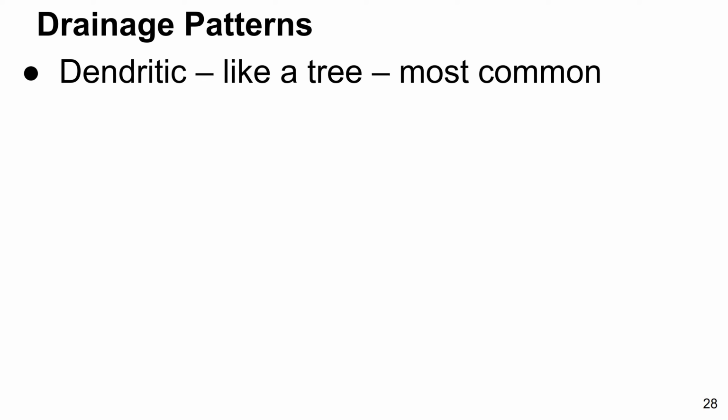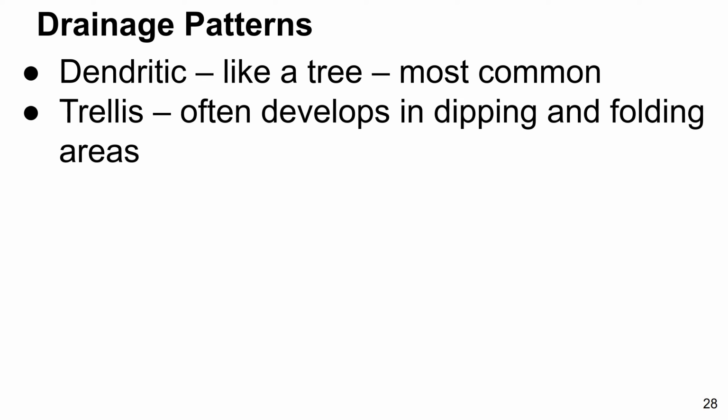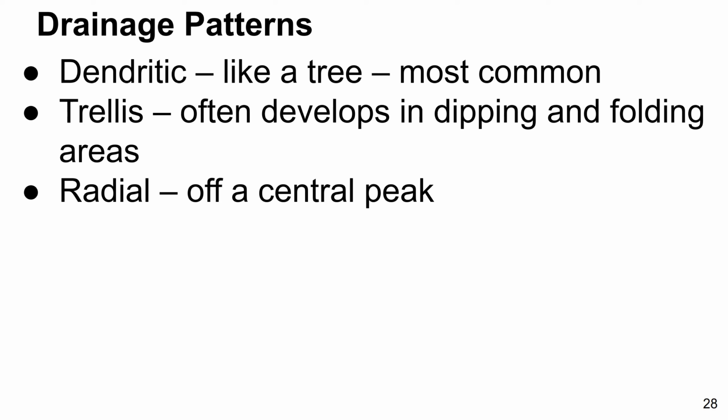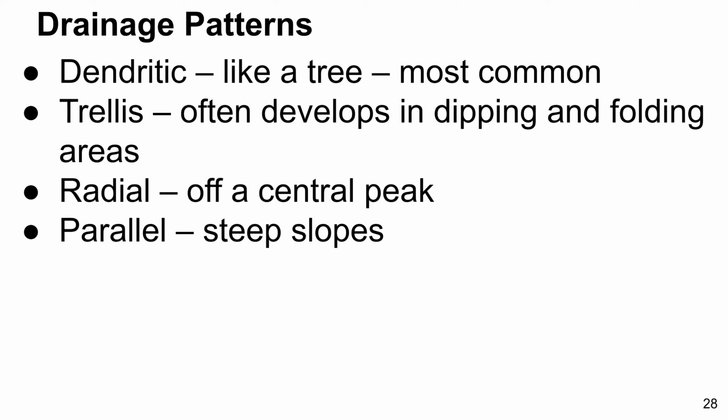Gorgeous. So dendritic, tree-like, it's the most common. Trellis drainage associated with folding. So tectonic compression, where convergent boundaries existed in the past. For example, the Appalachian Mountains, probably the best example of trellis drainage. Radial off a central peak. Parallel if the slopes are too steep for the river to just have the regular dendritic appearance.